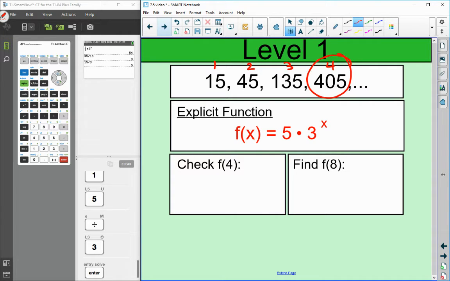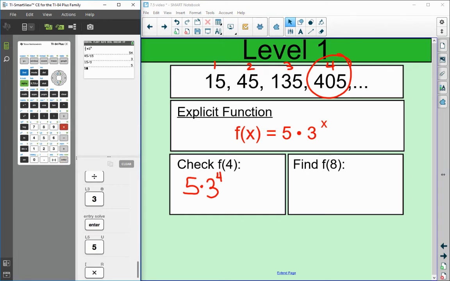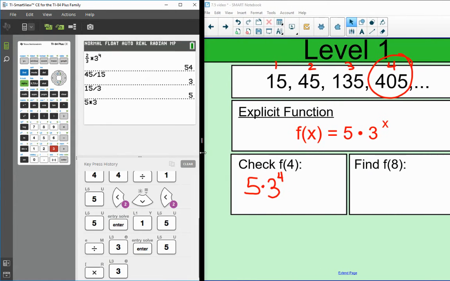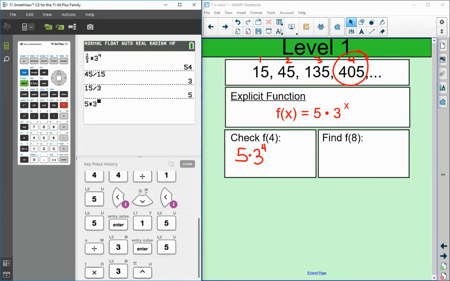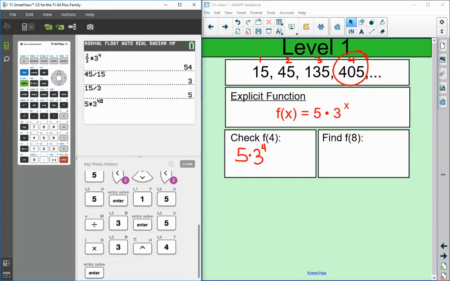So I'm going to write here what I'm going to type in. 5 times 3 to the power of 4. Not times 4, but to the power of 4. So 5 times 3, let me make this a little bit bigger so you can actually see this, to the power of 4. Press enter, and I did get 405, so that means I did it right. Okay, so my formula is right.